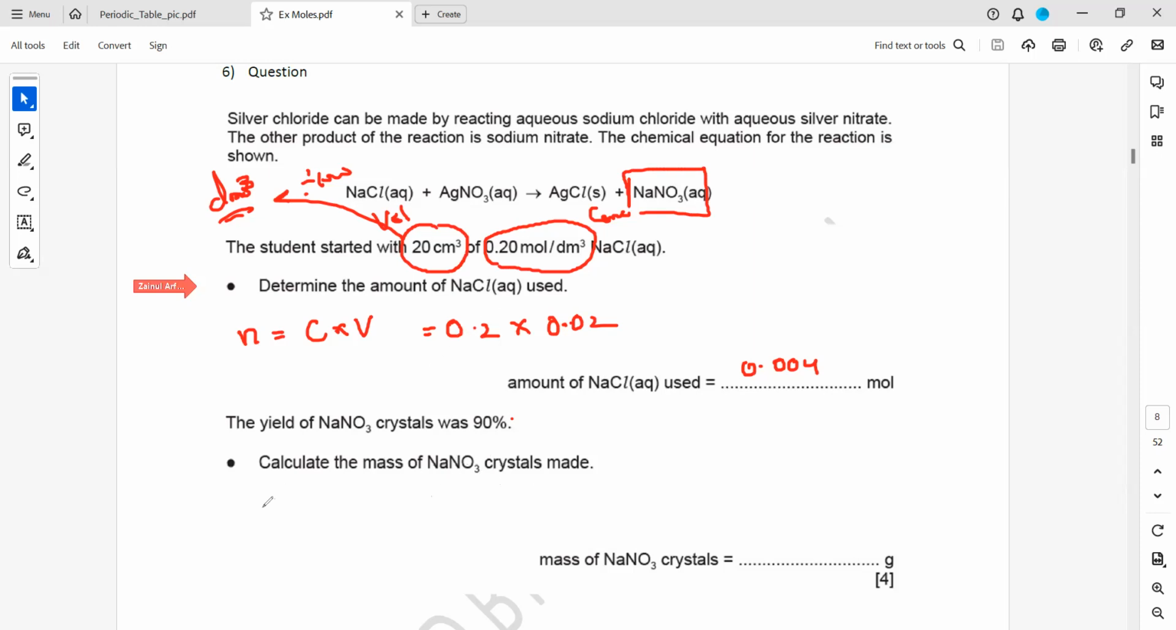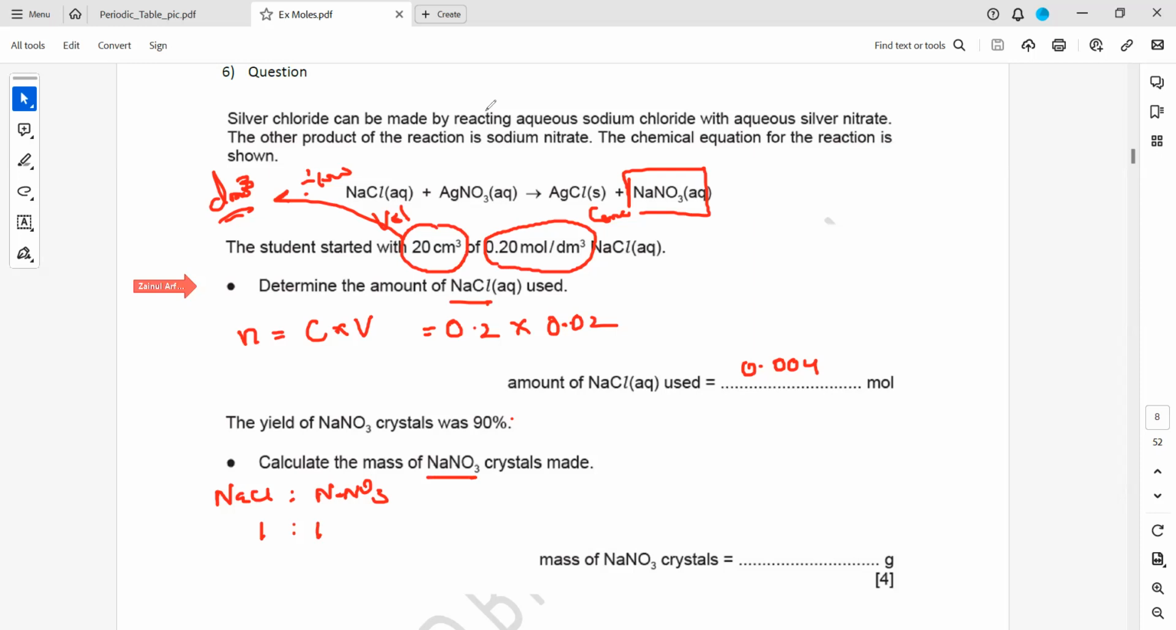So you will take a ratio. What ratio will you take? You will take a ratio between sodium chloride and sodium nitrate. Why are we taking this ratio? Because we have sodium chloride and we need sodium nitrate. So the ratio between them is 1:1.